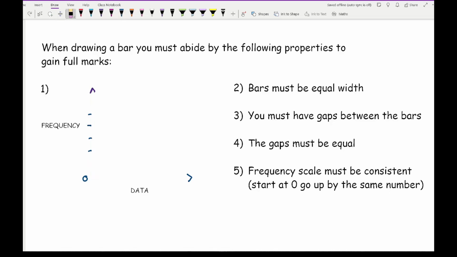So for example, what you don't want to do is to have a scale that looks something like this. So what I mean by that, starting with 0, you've got 2 here, then you've got 4 over there, 6 over here, 7 over there. So again, the scale is not consistent in terms of frequency. It needs to be going up by equal steps and by equal numbers.